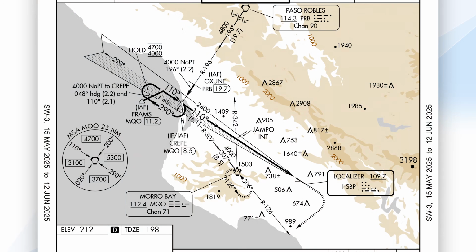There are 3 initial approach fixes on the ILS runway 11. We have one at Oxun, one at Crete, and one at Frams. Now the one at Oxun makes the most sense for us.